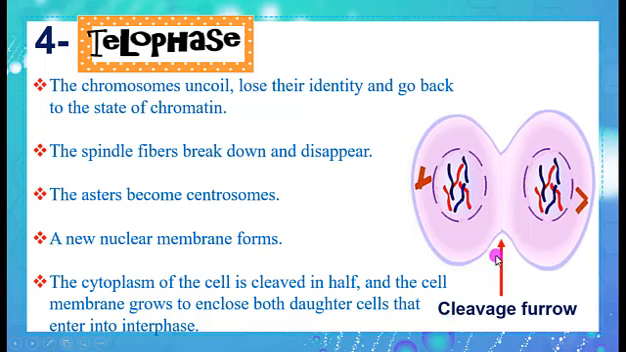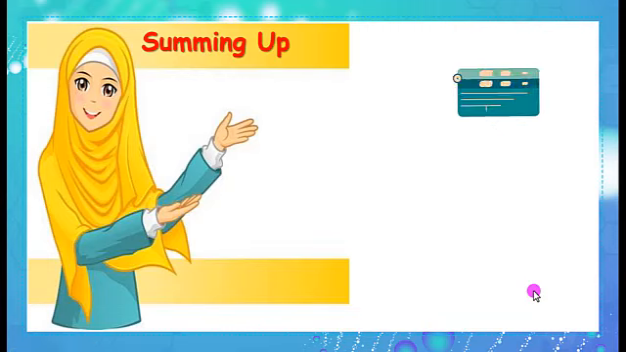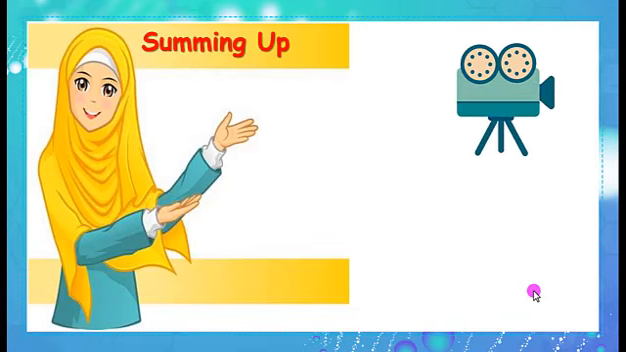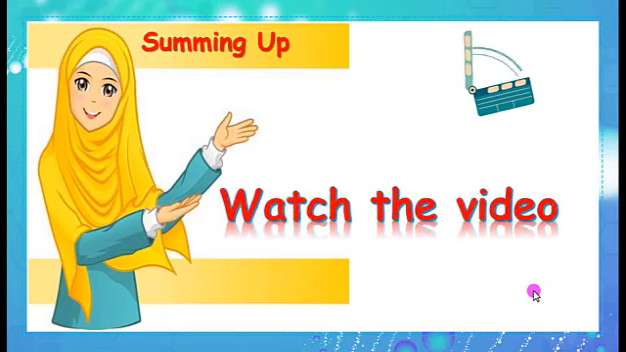Moreover, one important thing that takes place is the constriction at the equator. This constriction at the equator and moving inward is called the cleavage furrow. To sum up, the phases of the cell cycle are interphase and mitosis, with the four phases prophase, metaphase, anaphase, and telophase. Let's watch this video.